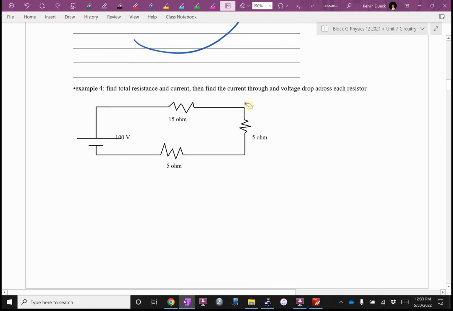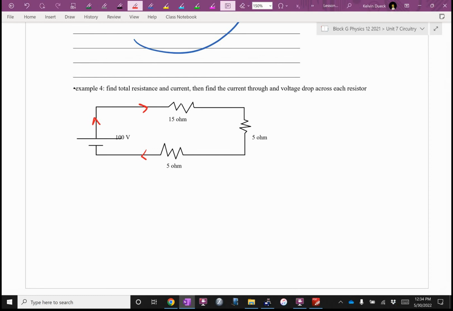So, example 4 says, find the total resistance and current, and then find the current through and the voltage drop across each resistor. In other words, solve this circuit. First thing I would do is label downhill. The current is going this way. Electrons are actually flowing in the opposite direction, but you're starting to see why, Garrett, it's nicer to pretend the positives are moving downhill because it just makes it a much easier way to think.